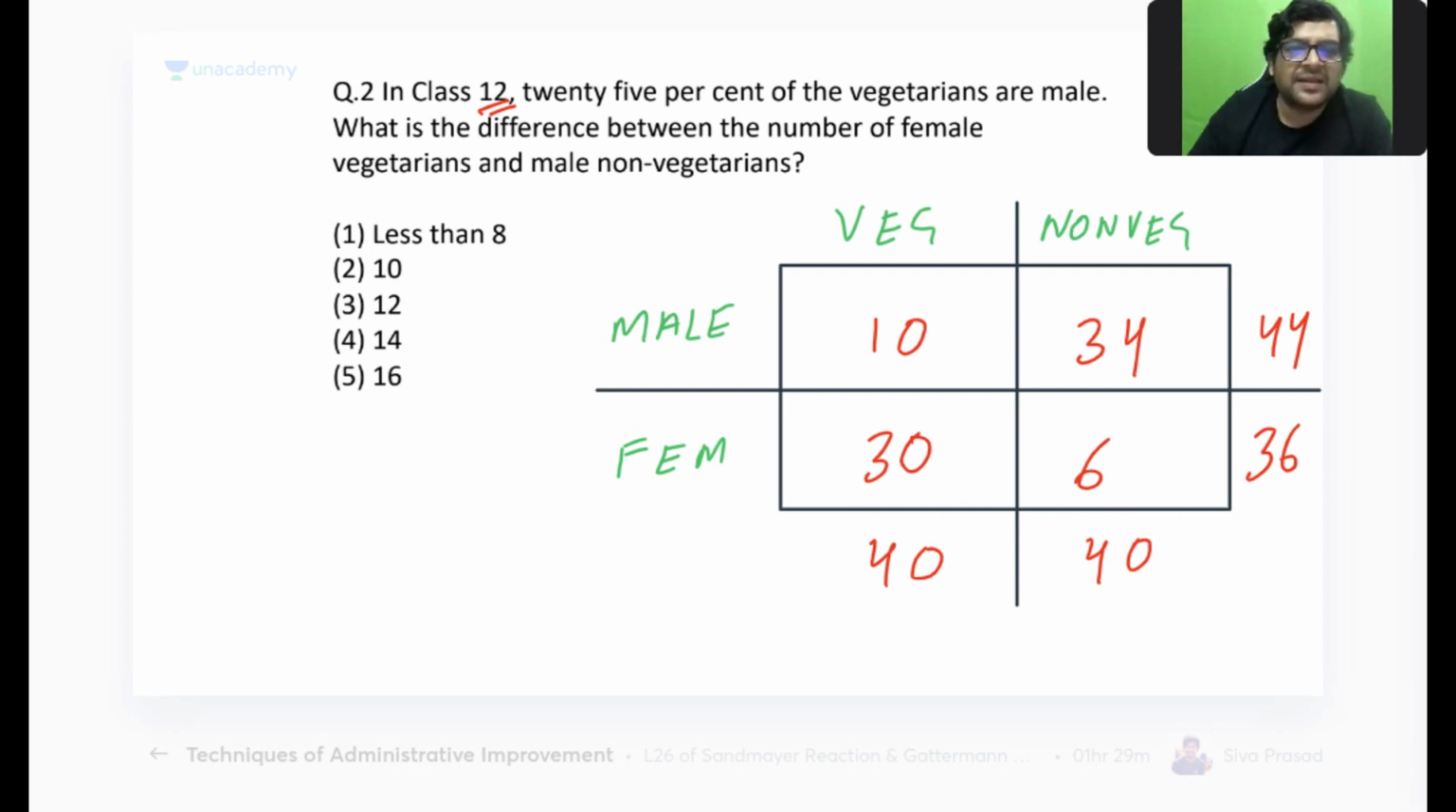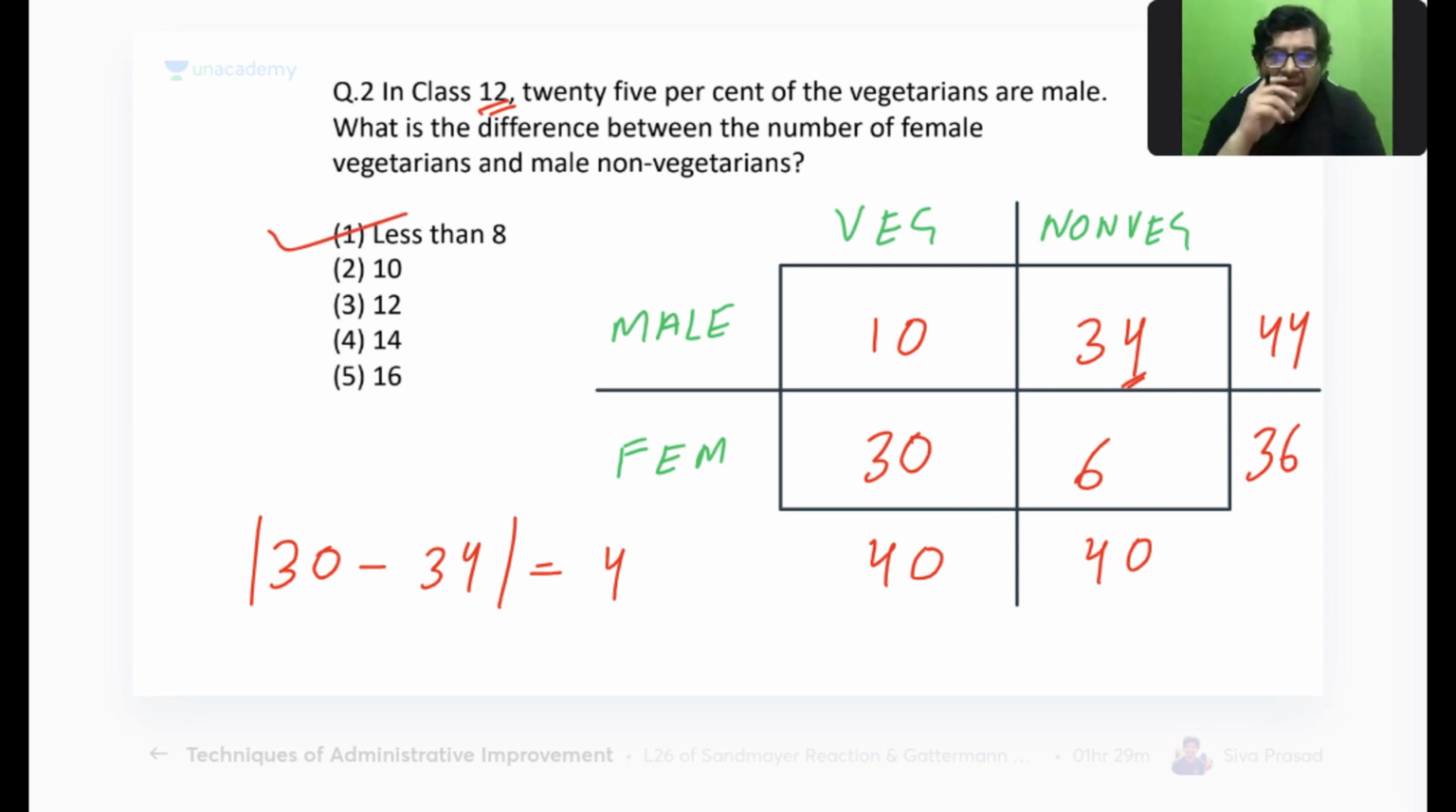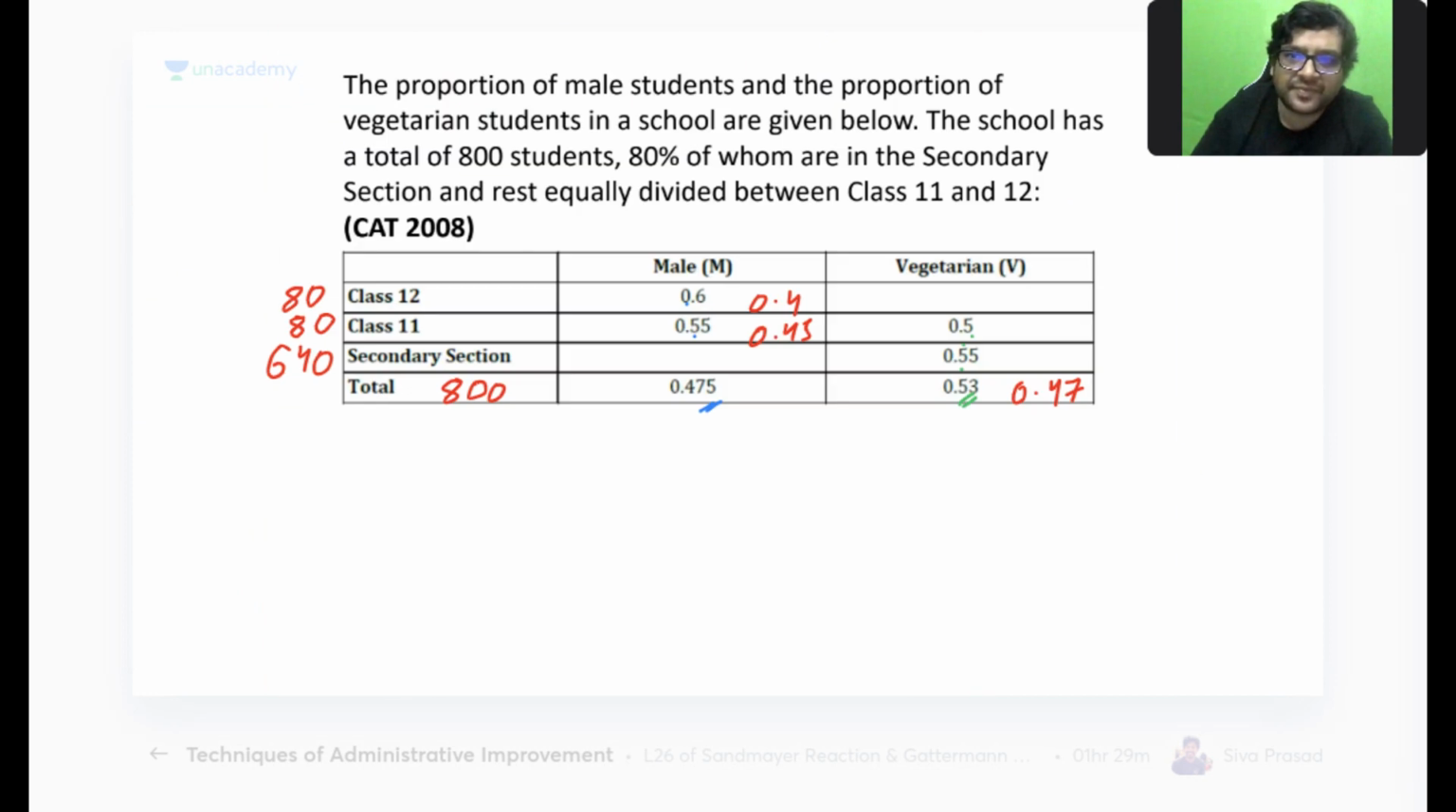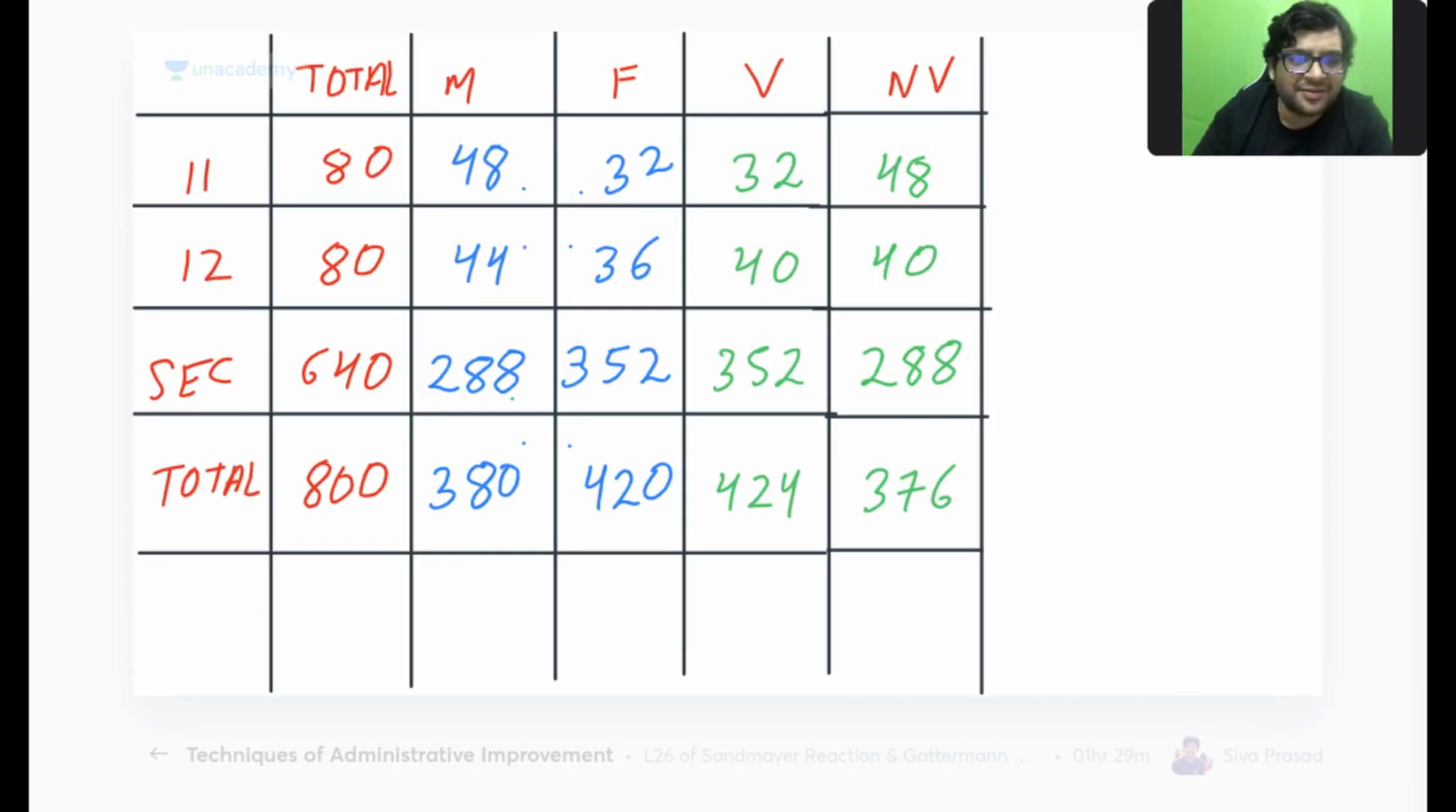क्या निकालना है? The difference between the number of female vegetarians, which is 30, and the number of male non-vegetarians, which is 34, इनका gap, which is 4, so less than 8. Are you guys okay with this? सही तो डेटा लिया है ना मैंने?